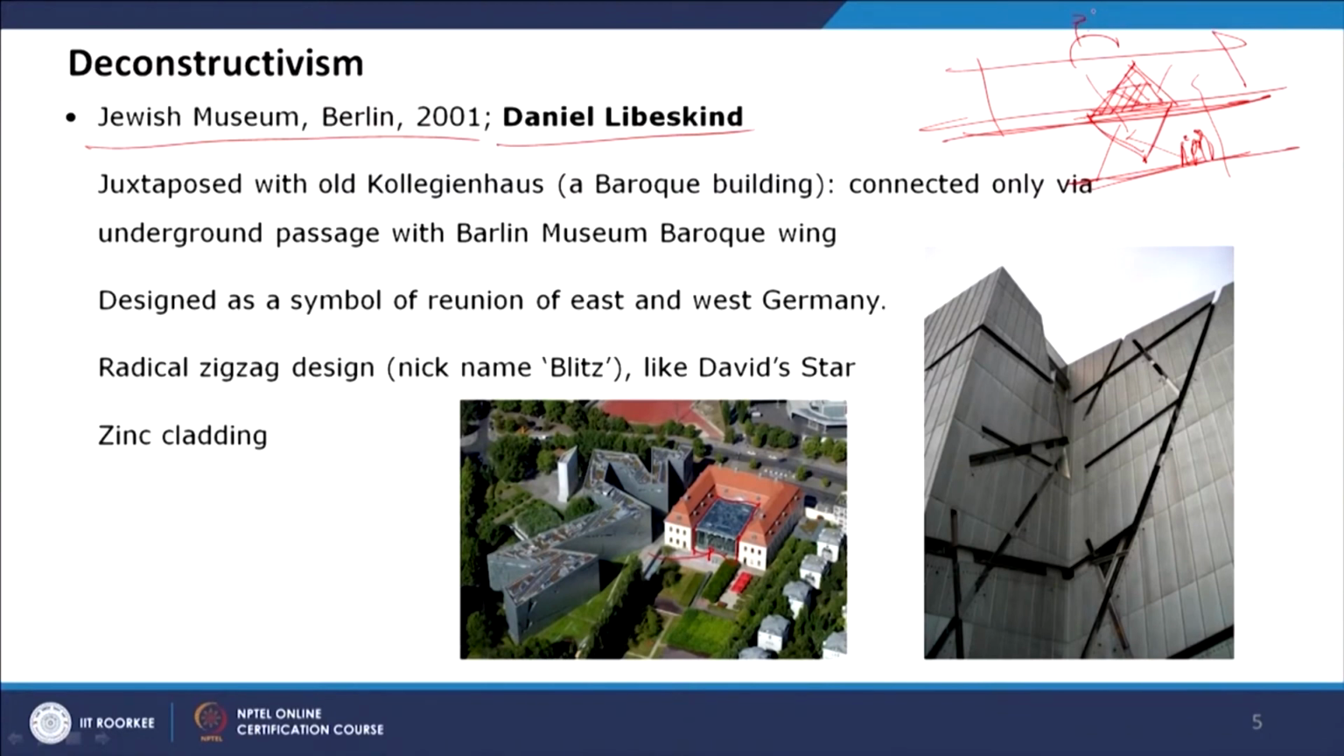So that's a similar concept over here, to connect the old style building with the new deconstructive building. This building has an underground passage to the Baroque wing of the Berlin Museum, and it is designed as a symbol of the reunion of East and West Germany through the journey of the Jews.